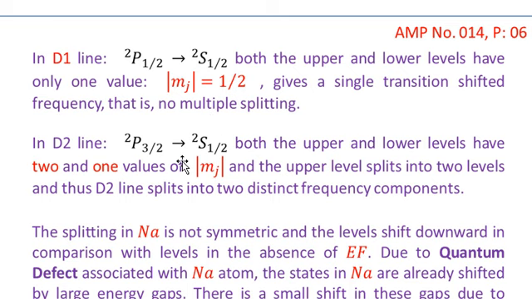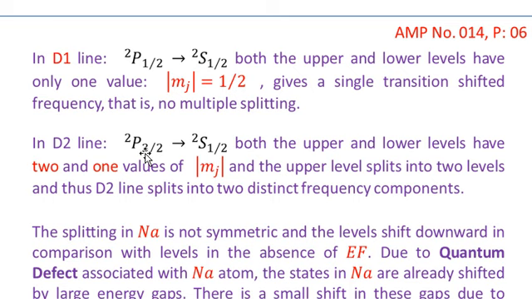So in the D2 line, that is the transition from the state P3/2 to the state S1/2, the upper and lower levels have 2 and 1 values of mod mj, and the upper level splits into two levels, and thus the D2 line splits into two distinct frequency components.